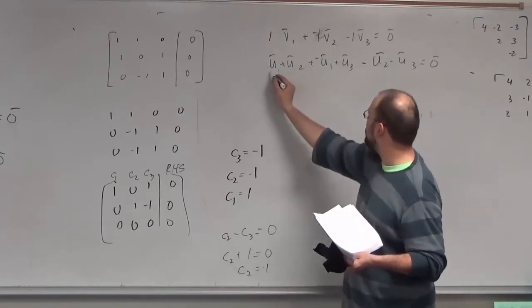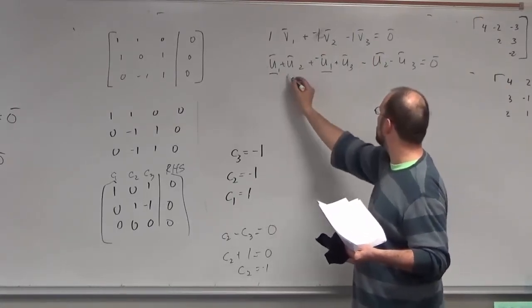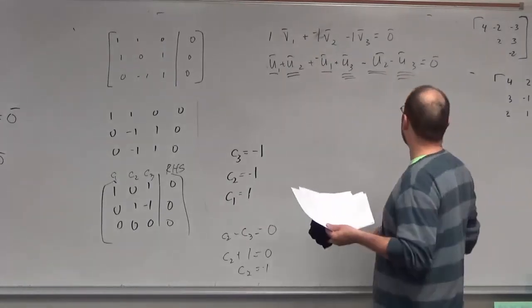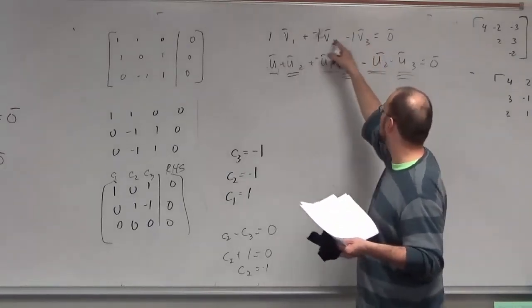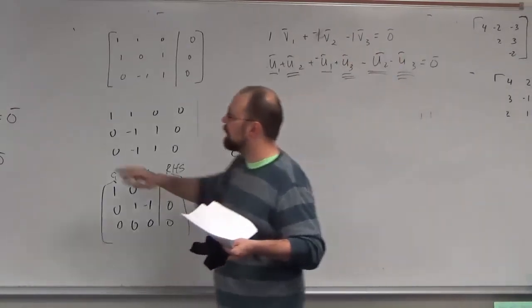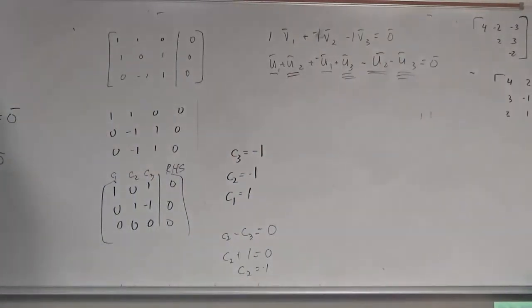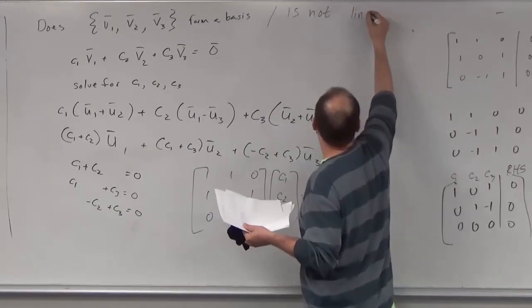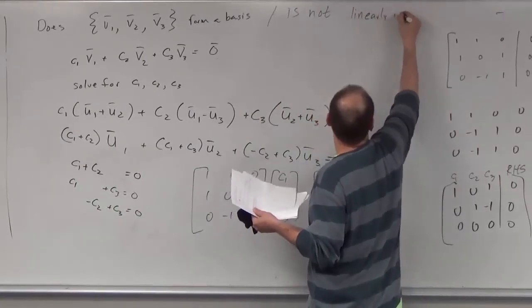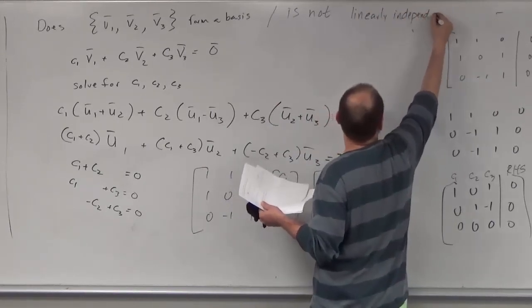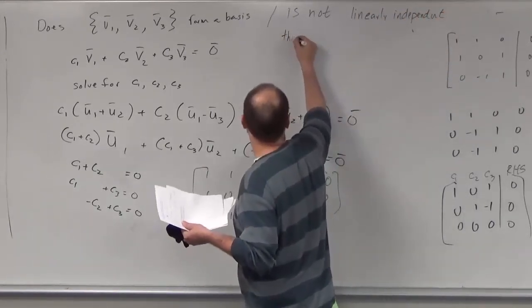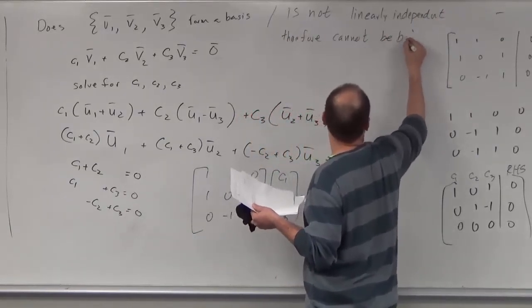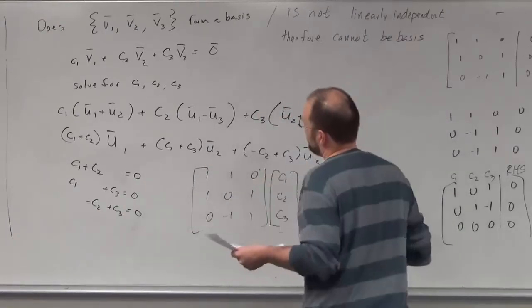And now it works because you have U1 minus U1 is 0, U2 minus U2 is 0, U3 minus U3 is 0. But the point is that there's a non-trivial linear combination of V1 through V3 that gives you the 0 vector. This set is not linearly independent, it's linearly dependent. Therefore, this set cannot be a basis. All right, that's not a basis.